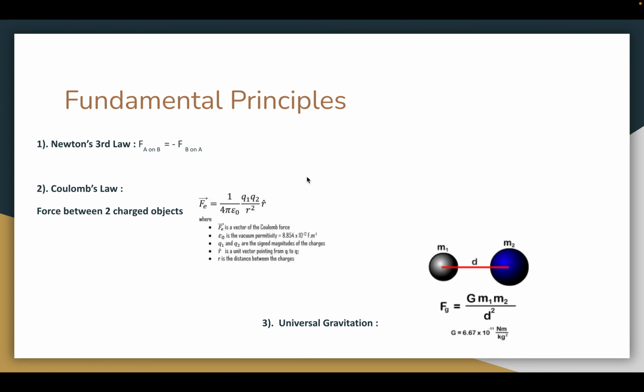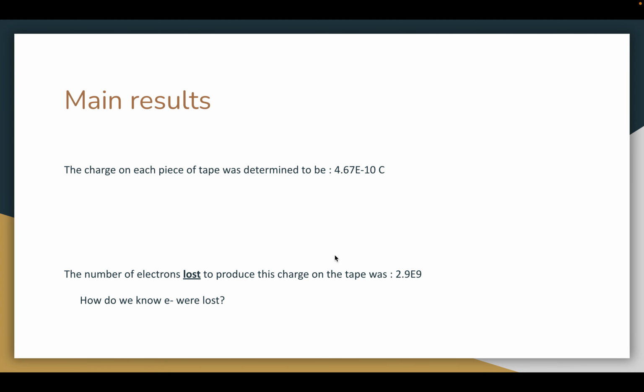So firstly, some fundamental principles that we will need. Newton's third law describes that for every action, there is an equal and opposite reaction. This notation here describes that. Second, Coulomb's law describes the force that exists between two charged objects, and this equation is explained here. Thirdly, the law of universal gravitation describes how the gravitational force interacts between two objects. In our case, it will be a piece of tape and the Earth.